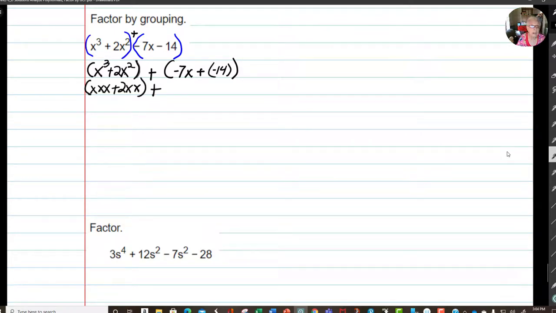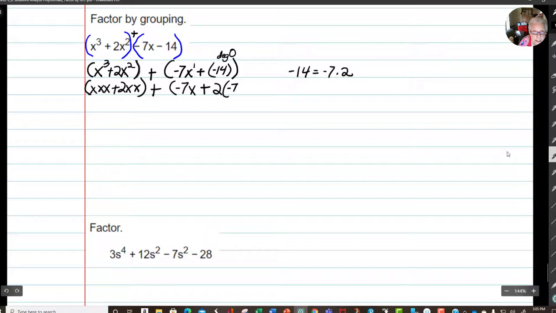Now, here we have to remember that when your leading coefficient, the number in front of the highest degree term, where this is degree 1 and this is degree 0, your GCF is going to have to be negative. So we'll have negative 7 times x plus negative 14 equals negative 7 times positive 2. It also equals positive 7 times negative 2, but we need a negative 7. So this is going to be positive 2 times negative 7.